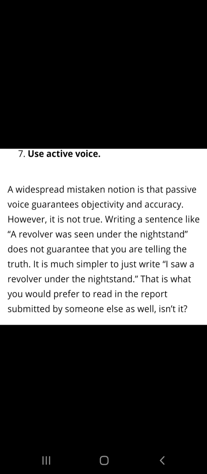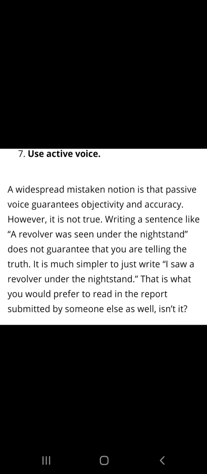Use active voice. A widespread mistaken notion is that passive voice guarantees objectivity and accuracy. See, in most of the cases, we use passive voice, but it is not true. Writing a sentence like a revolver was seen under the nightstand does not guarantee that you are telling the truth. It is much simpler to write, I saw a revolver under the nightstand.